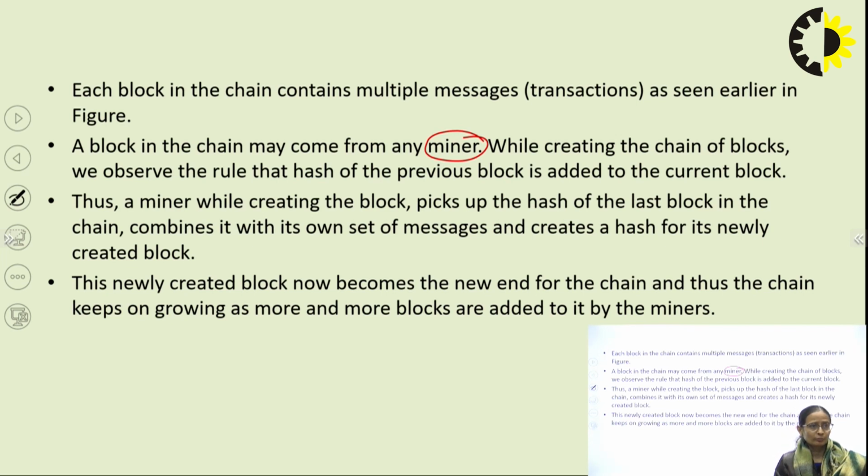While creating the chain of blocks, we observe the rule that the hash of the previous block is added to the current block. Thus, a miner, while creating a block, picks up the hash of the last block in the chain, combines it with its own set of messages, and creates a hash for its newly created block. This newly created block now becomes the new end of the chain. If this is the previous block, then we add the new one to the chain, and thus the chain keeps growing as more and more blocks are added to it by the miners.